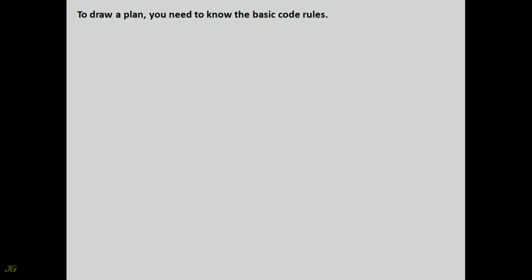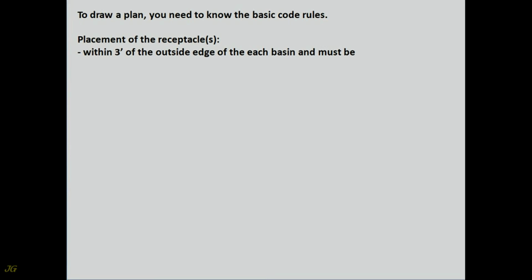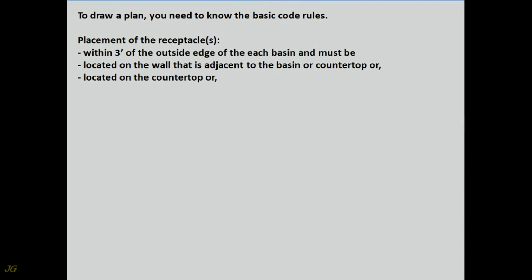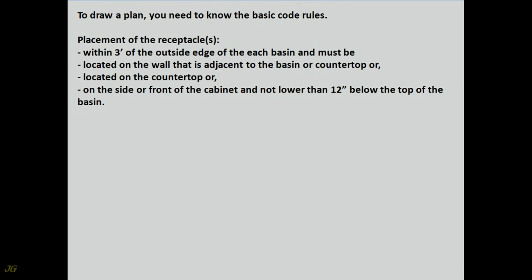To draw a plan, you need to know the basic code rules. Placement of the receptacles: within 3 feet of the outside edge of each basin and must be located on the wall that is adjacent to the basin or countertop, or located on the countertop or on the side or front of the cabinet and not lower than 12 inches below the top of the basin.